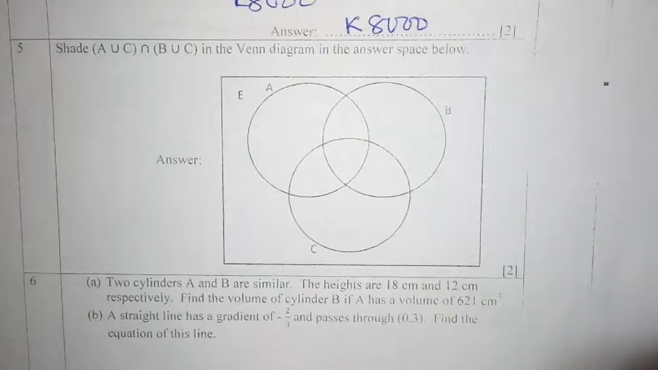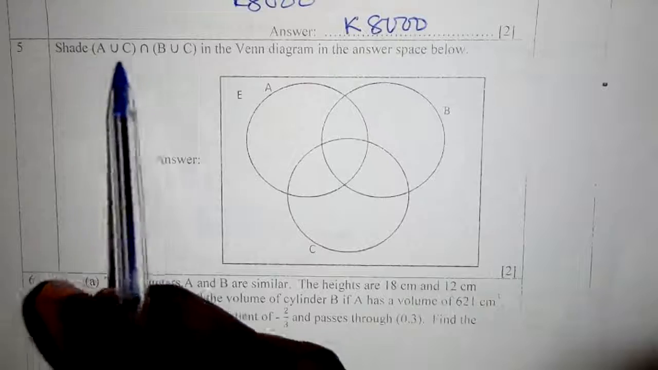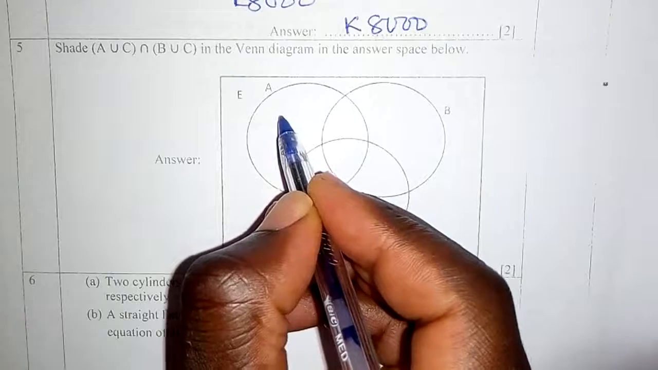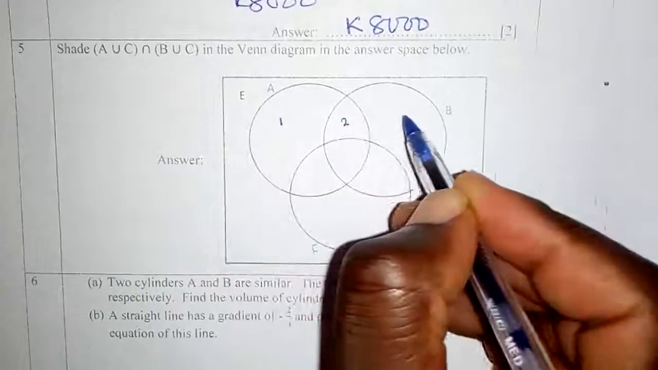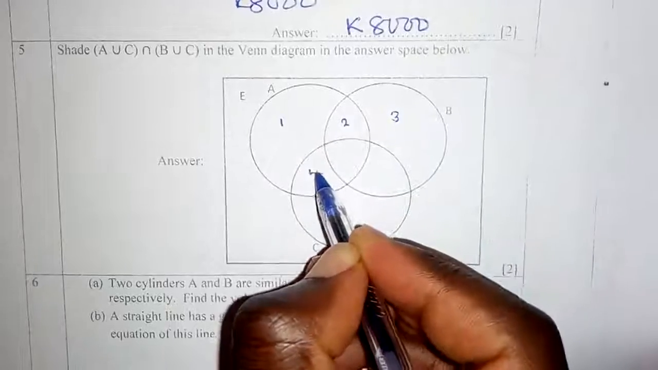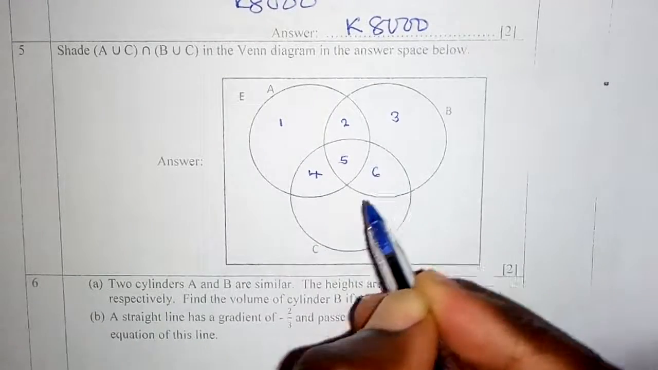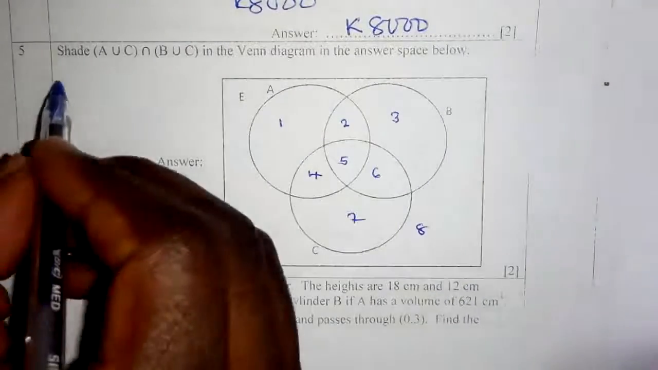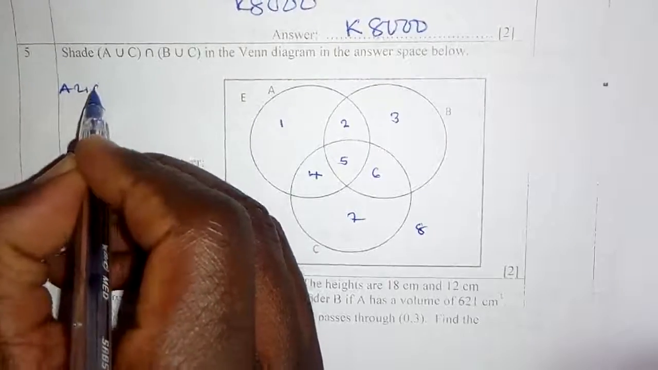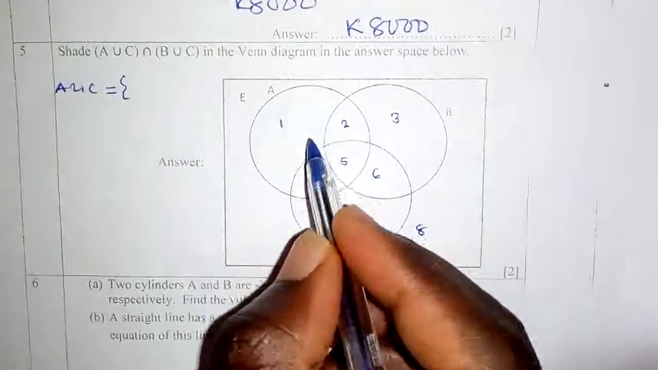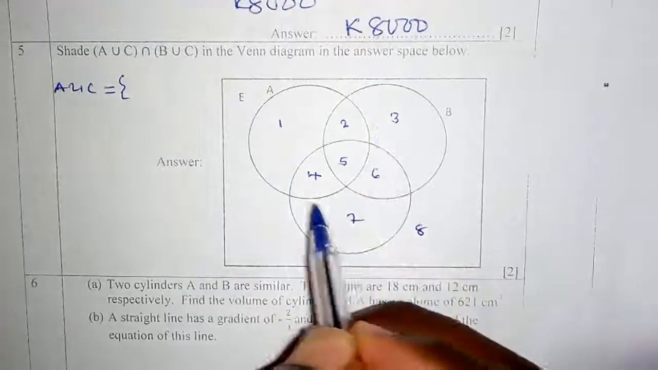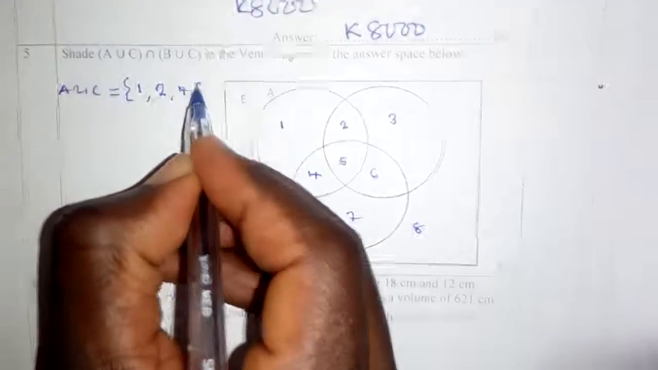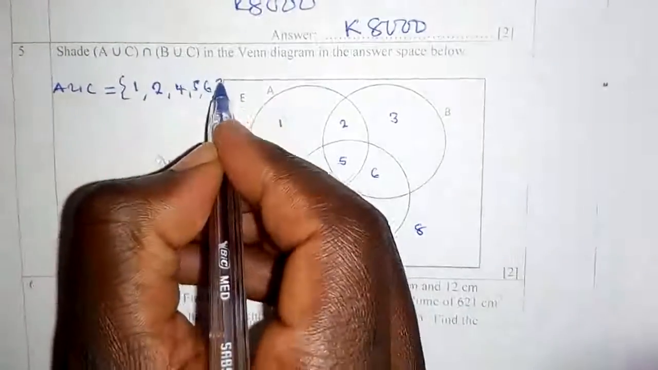The next question here, they want us to shade this, what they have given us here. It's very important to put numbers. If you've been watching my videos, in one of the videos I mentioned that it's very important when you have something like this, you put numbers or letters. It becomes easier to work with. You see, in all the spaces you put numbers, and then you can find A union C. What is A union C? So you check on your numbers. A union C will be 1, 2, 4, 5, 6, 7.